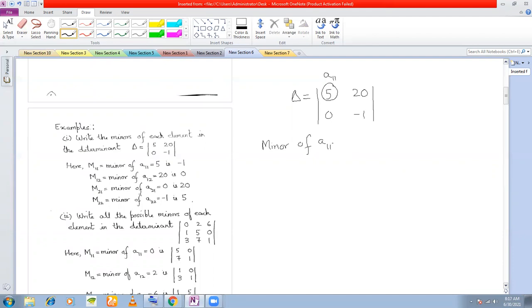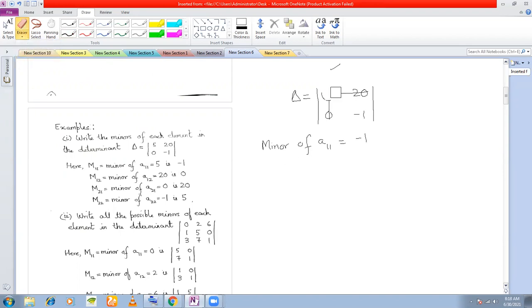So, minor of each element. Say I consider this element in the first row, first column. So what I'll do here is I see that the 5 belongs to the first row, so I will cancel the first row, right? And 5 belongs to the first column, so I will cancel the first column. What am I left with? I'm left with -1. So this is the minor of this element.